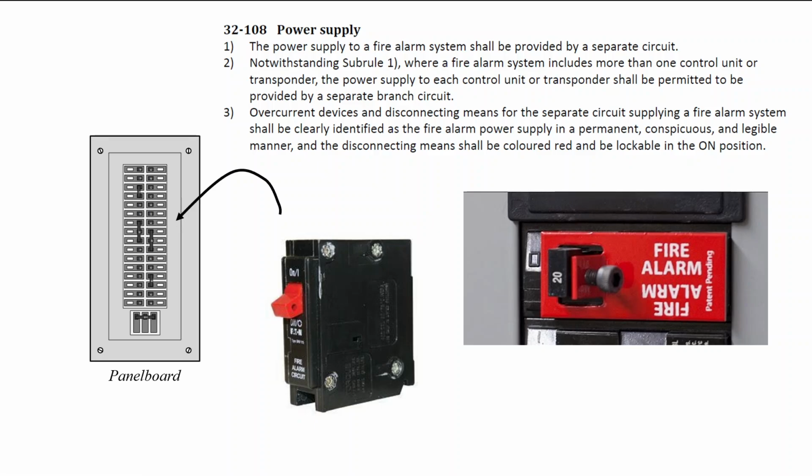In addition, subrule 3 indicates that the overcurrent and disconnecting means for a separate circuit supplying the fire alarm shall be clearly identified as the fire alarm in a permanent, conspicuous, and legible manner. And it says the disconnecting means shall be colored red and be lockable in the on position. I'll be honest, I haven't seen a whole lot of fire alarm breakers that are actually red, although they do manufacture them. You can see this one here. Often I have seen things like this where there's a locking mechanism, but it's different from a standard lockout. We're locking it on. And so that is to prevent the breaker from accidentally being turned off.